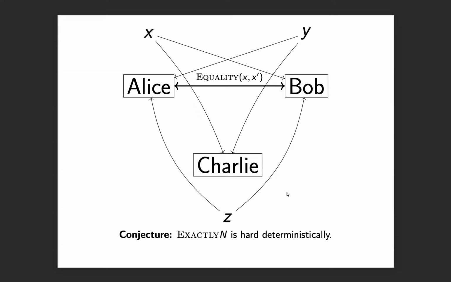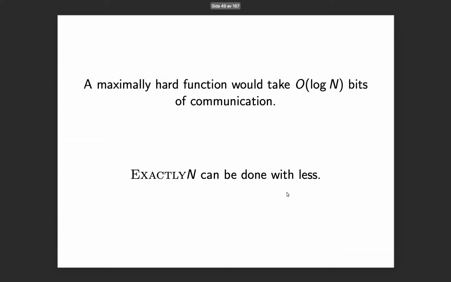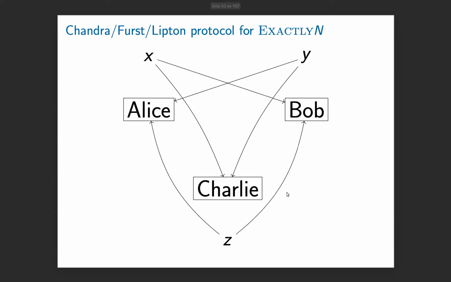And the conjecture is that exactly n is hard to do deterministically. But such a thing has been elusive to prove, and in fact, there are surprising protocols for this exactly n function that do better than we would expect naively. So a maximally hard function would take order log n bits, where someone just announces their input. And exactly n can be done with less. This is a protocol due to Chandra, Furst, and Lipton, actually in the paper where they introduced the number on forehead model.